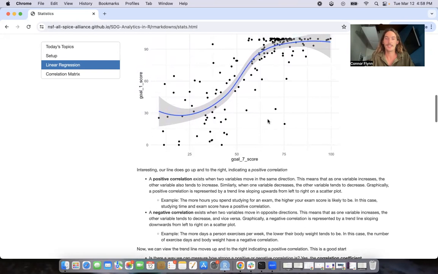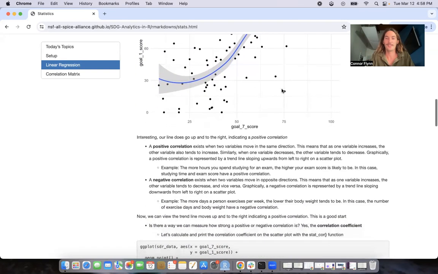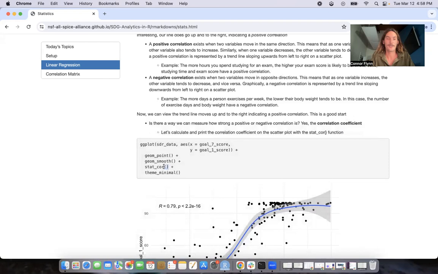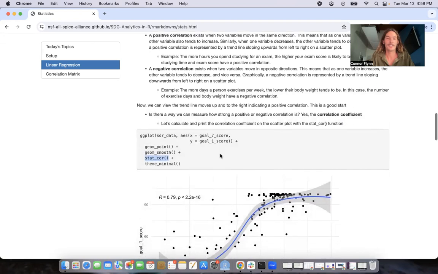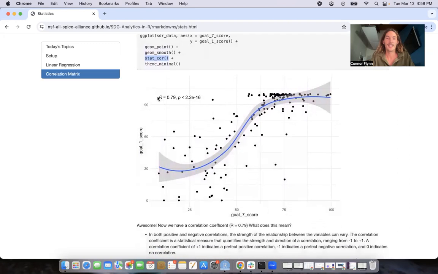Our next question is, can we measure that relationship? Is it a strong positive correlation? Is it a weak positive correlation? And the answer is yes. We can measure with the correlation coefficient. So we use the stat core function here to calculate a correlation coefficient. And here we print it out on the graph, 0.79. So 0.79 indicates a strong positive correlation.